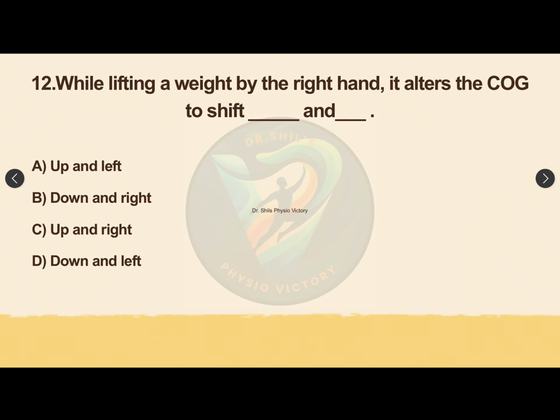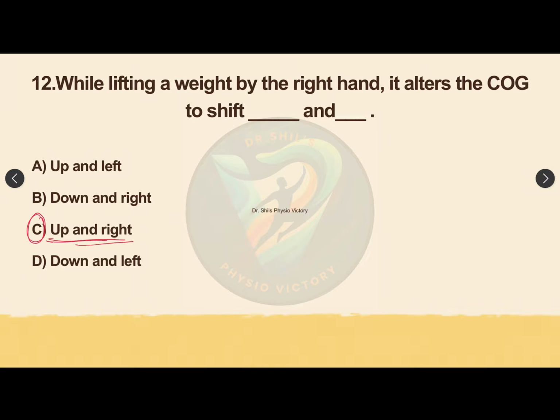Next question. While lifting a weight with the right hand, it alters the COG to shift dash and dash. Option A, up and left. Option B, down and right. Option C, up and right. And option D, down and left. Here the correct answer is option C, up and right.